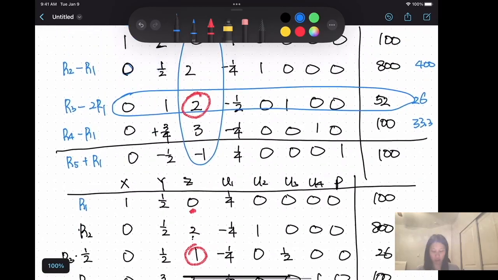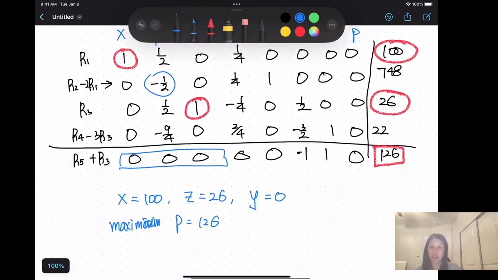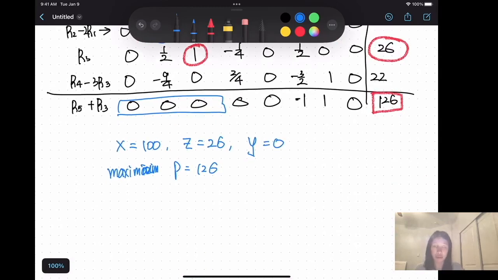So X represents what? X represents the number of ham sandwiches. Z represents the number of veggie sandwiches. That means when we have 100 ham sandwiches and we make 26 veggie sandwiches, we will make the most sandwiches out of the ingredients that we were given. Okay, so that's it for this example. Let me know if you have other questions.